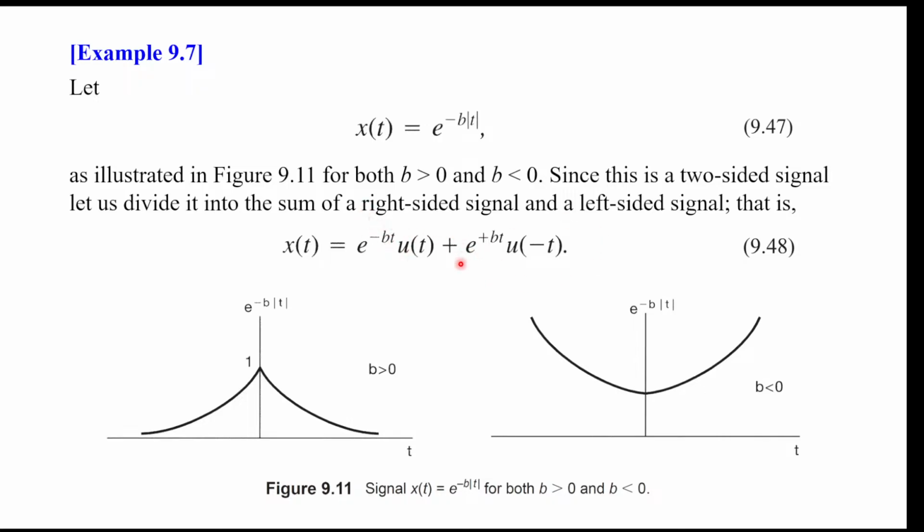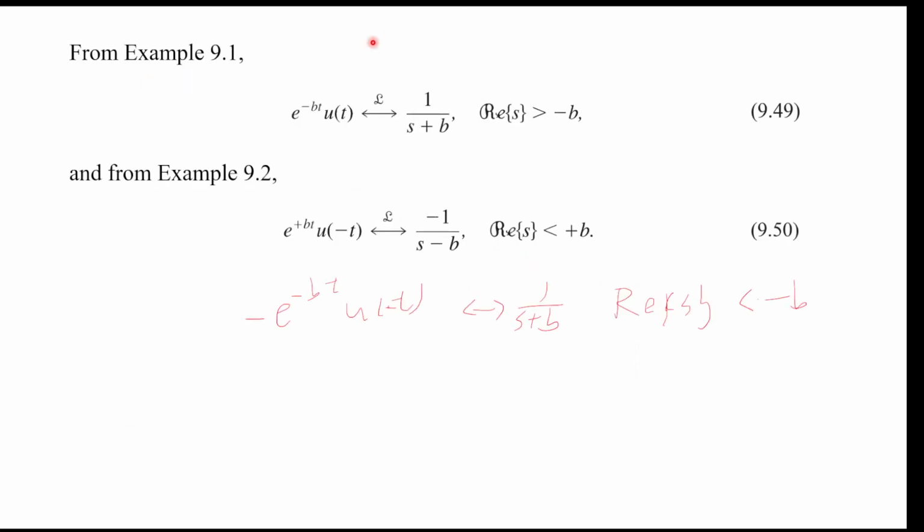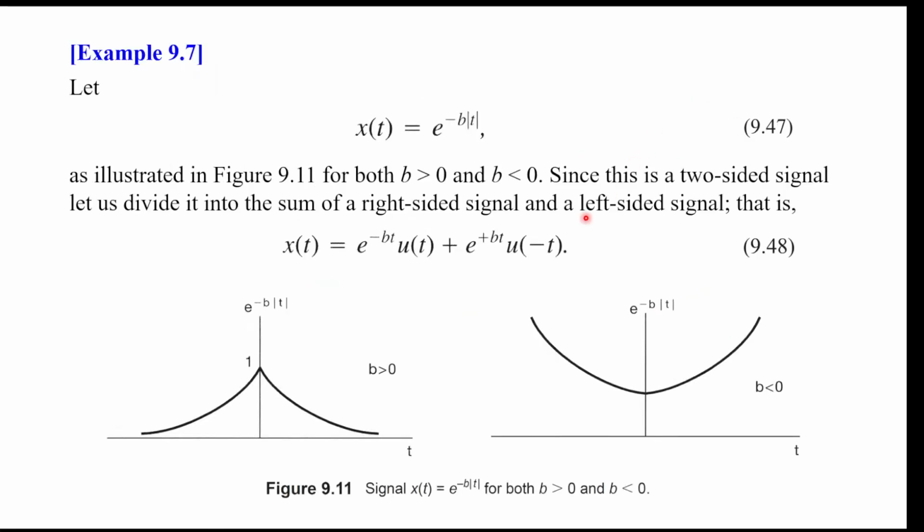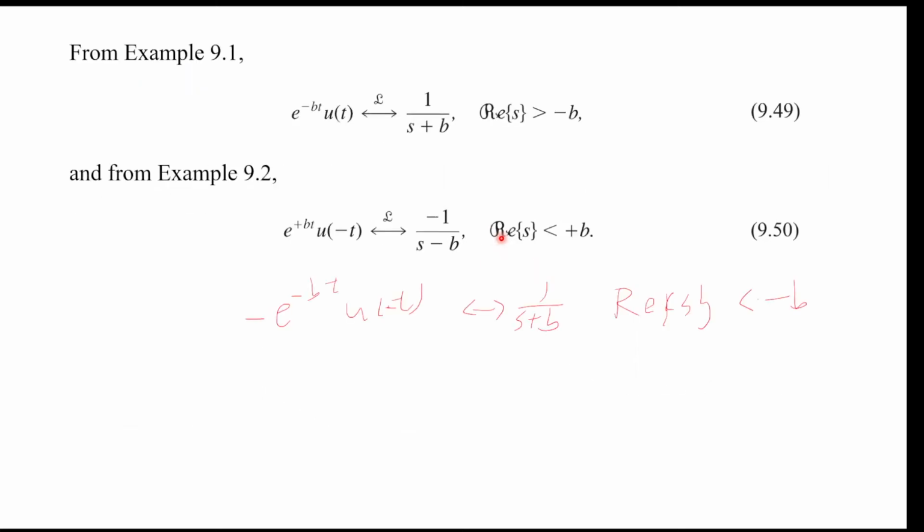We can do the integration, but we have already done it. For e to the minus bt, we did the integration in example 9.1. Its Laplace transform is 1 over s plus b, with the ROC being real part of s greater than minus b. And for the other part, we also did a very similar Laplace transform before. So that's example 9.2.